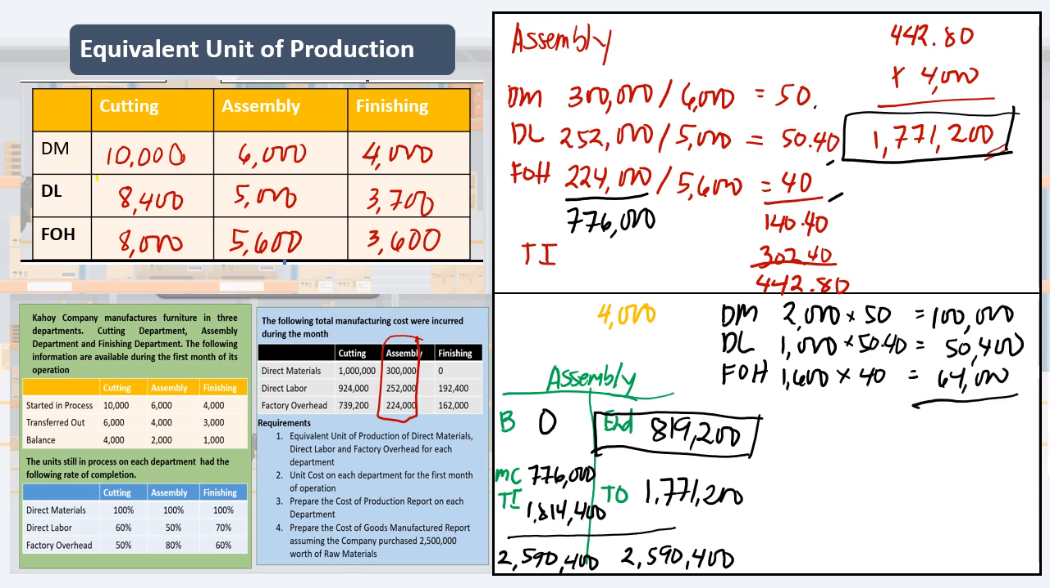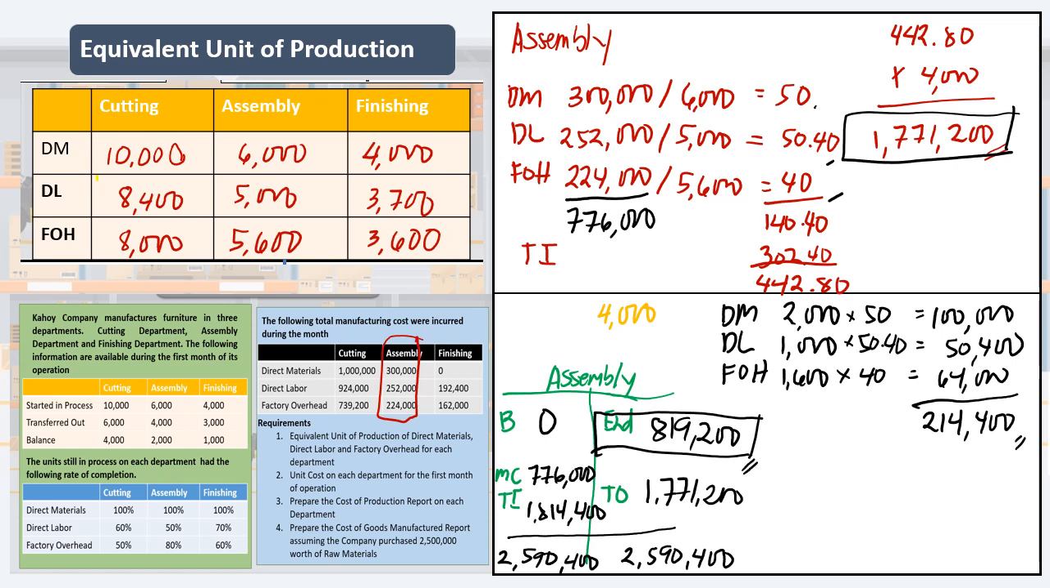So, i-total nyo lang po. So, 100,000 plus 50,400 plus 64,000. So, ang lalabas po dyan ay 214,400. So, kung i-check nyo po, yung ating ending balance sa assembly is 819,200. Tapos, yung na-compute natin separately na ending balance ng WIP is only 214,400. So, we have to check ano ba yung naging difference nila, 'di ba? So 819,200 minus 214,400.